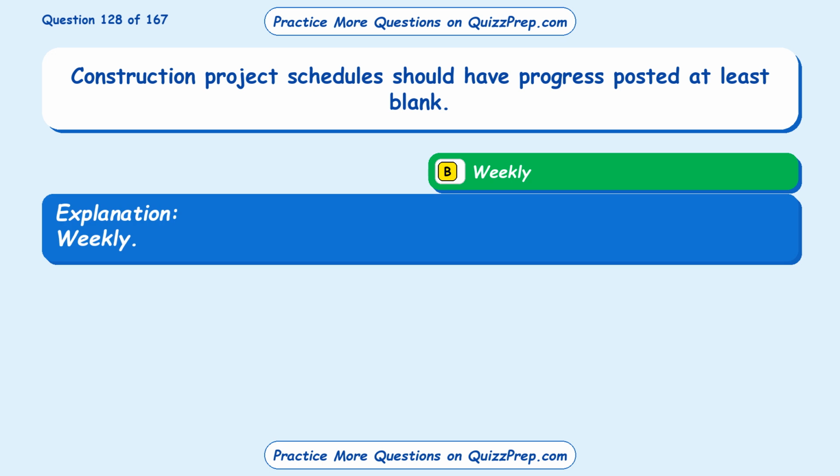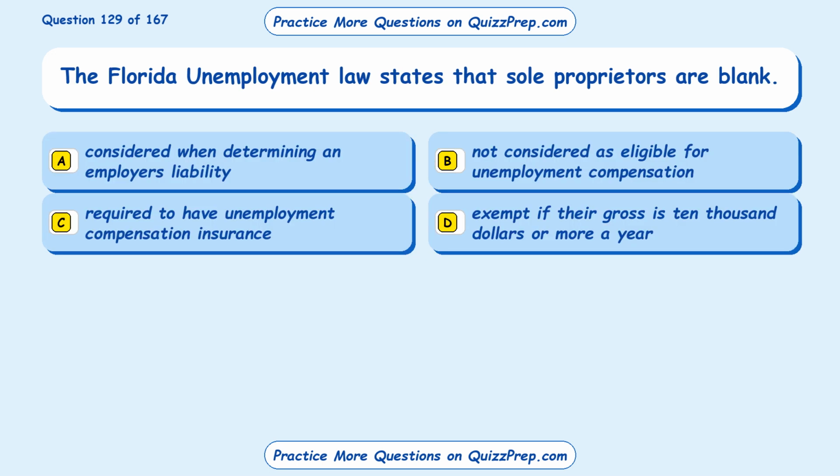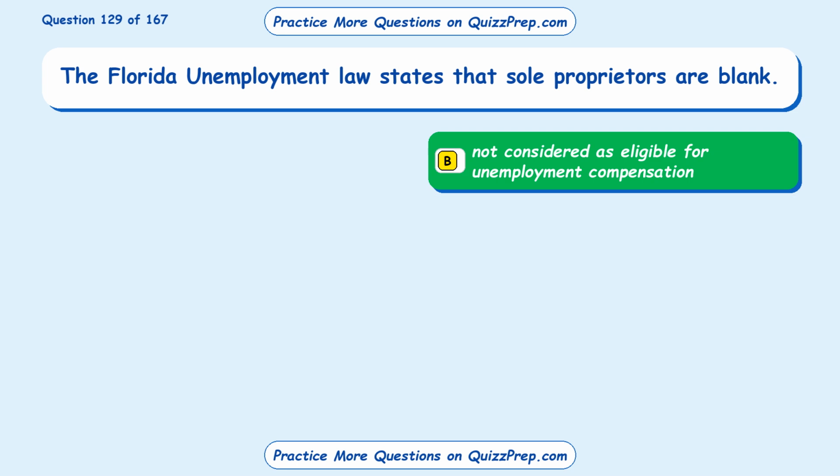Question 129. The Florida unemployment law states that sole proprietors are blank. Option A, considered when determining an employer's liability. Option B, not considered as eligible for unemployment compensation. Option C, required to have unemployment compensation insurance. Option D, exempt if their gross is $10,000 or more a year. The correct answer is option B, not considered as eligible for unemployment compensation.